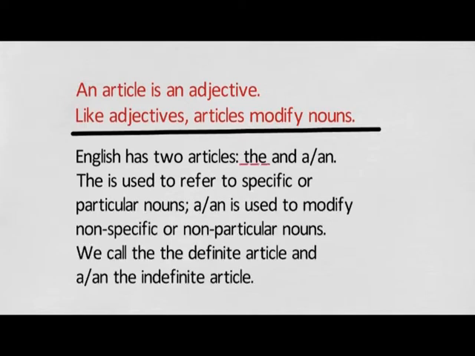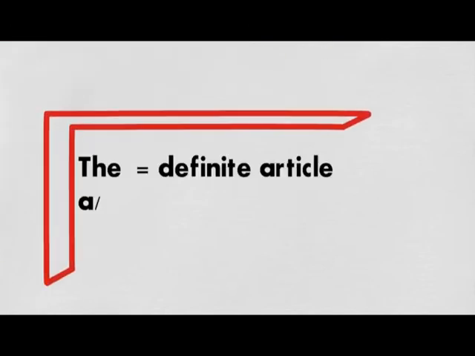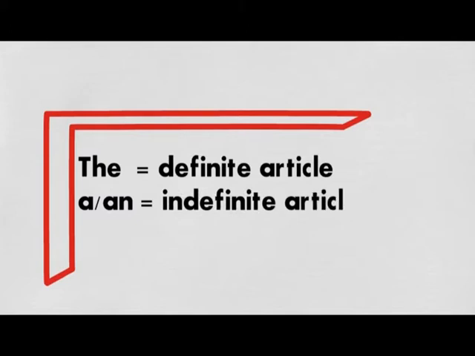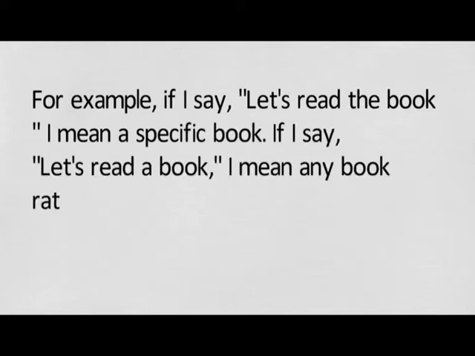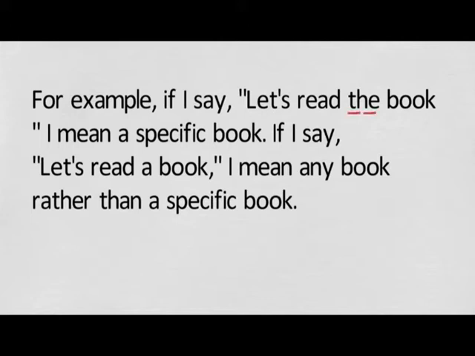A, an is used to modify non-specific or non-particular nouns. We call the definite article and a, an the indefinite article. The equals definite article. A, an equals indefinite article. For example, if I say, let's read the book, I mean a specific book. If I say, let's read a book, I mean any book, rather than a specific book.